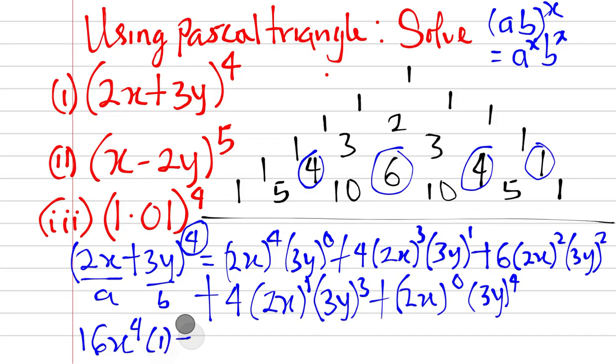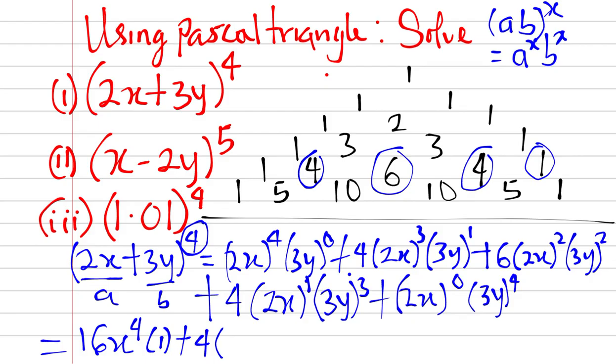Plus the second line now, so we have 4 that is still standing into bracket, 2x raised to power 3. 2x all raised to power 3 will now become 2 raised to power 3 times x raised to power 3.